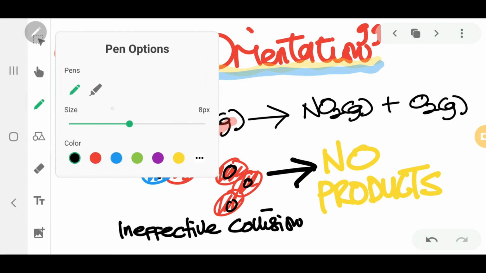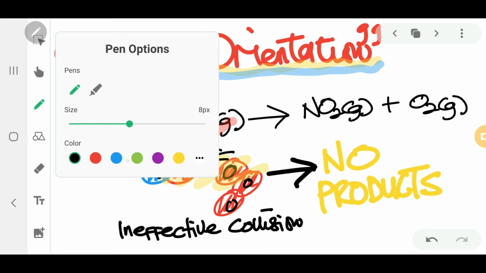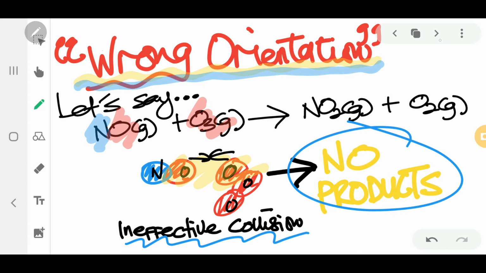If you look carefully, the reaction is trying to occur by having the oxygen atom from the NO particle collide with the oxygen atom from the O3 particle. So the collision is happening there. This is known as an ineffective collision. Therefore, you do not have any products if that happens.